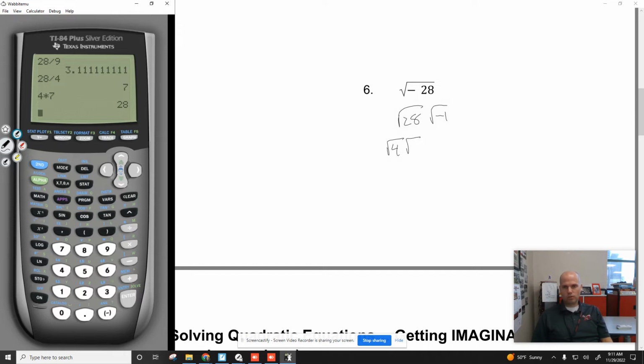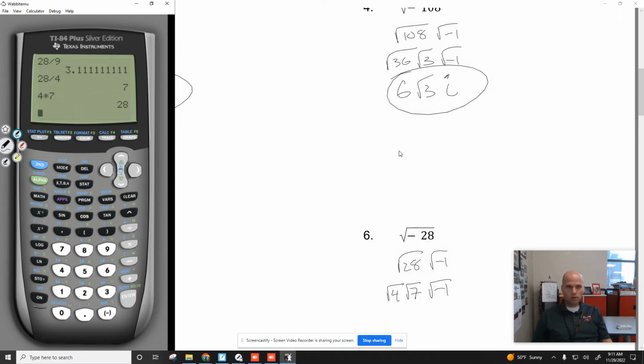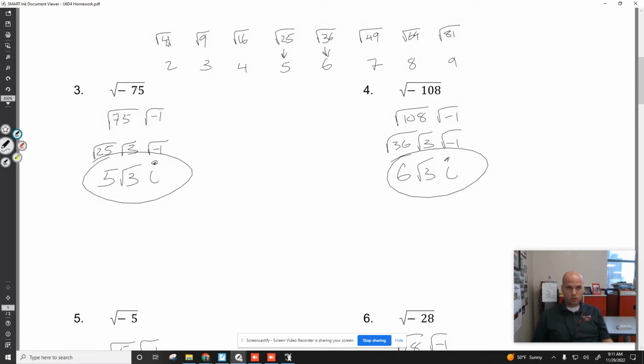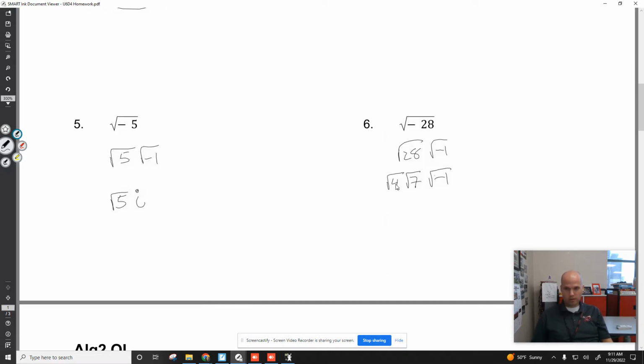Root 4, root 7, root negative 1. Root 4 is 2. Check with your calculator. Square root of 4 is 2. Root 7 can't be simplified. Root negative 1 is i. This is what we would say would be a potential solution to one of these quadratics.